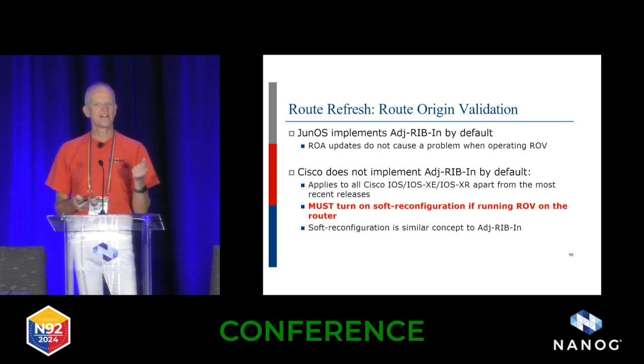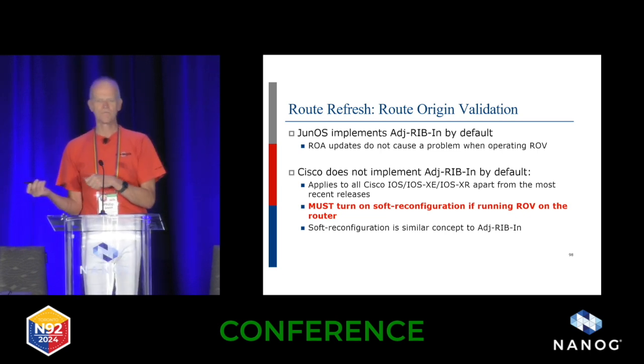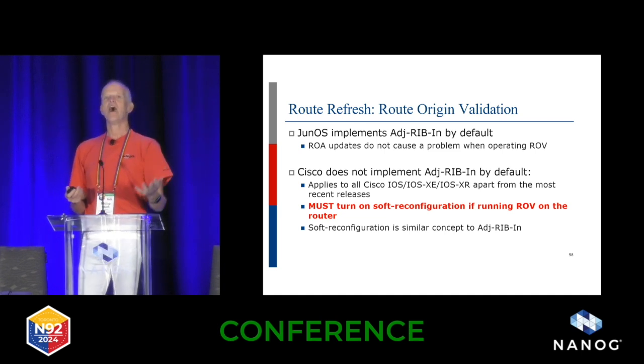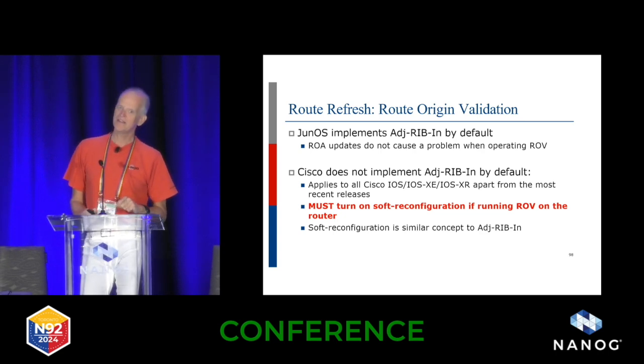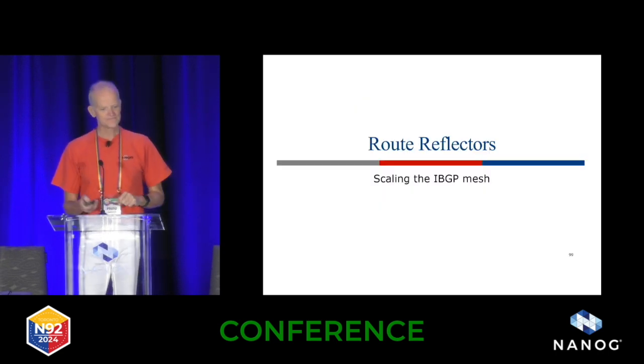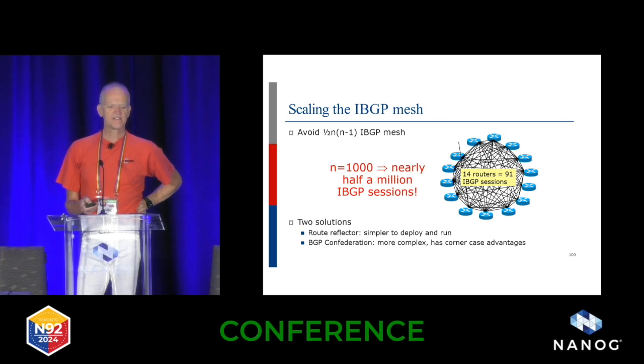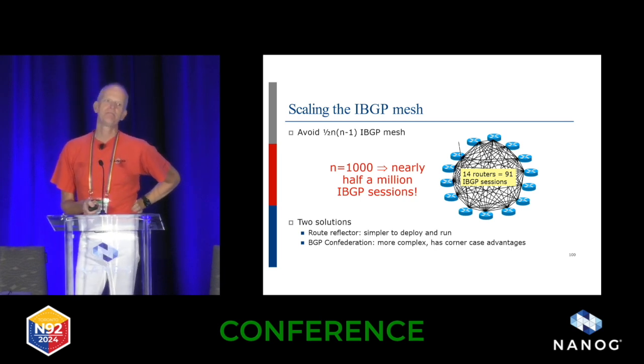You know, changing validation state: if you're using Cisco boxes, or if your neighbor's using a Cisco box and wondering why you're sending huge amounts of updates to them, it's because they're saying, hey, send me your full table all over again. Route reflectors, that's the way we scale the iBGP mesh.